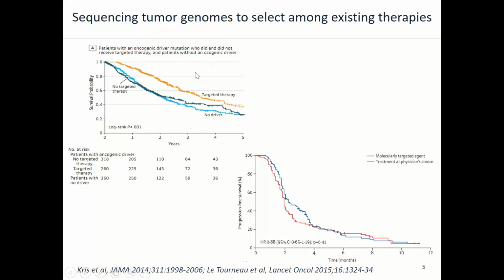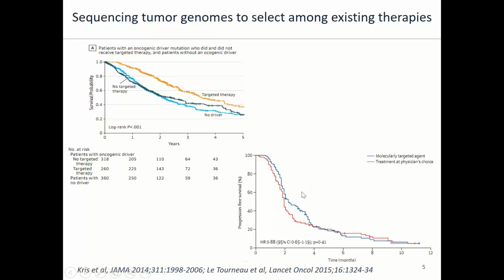So there is a situation, for example, of an observational study in which patients with lung cancer who got targeted therapy matched to their alterations had better outcomes than patients with similar alterations not getting matched therapy, or patients without such alterations. But this is an observational study. We know there may be a risk of bias.